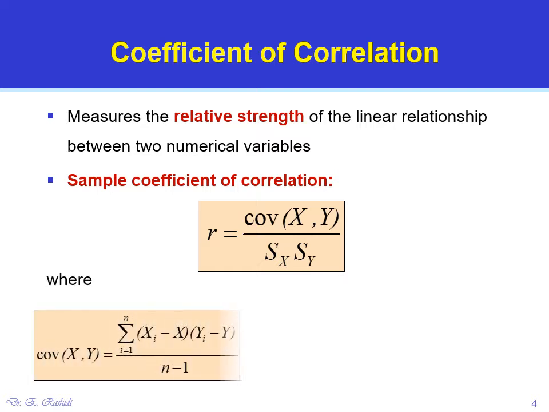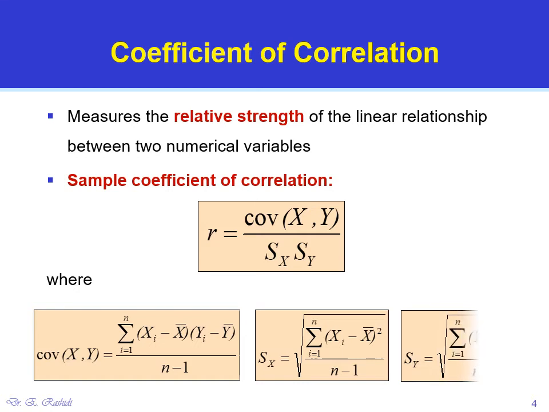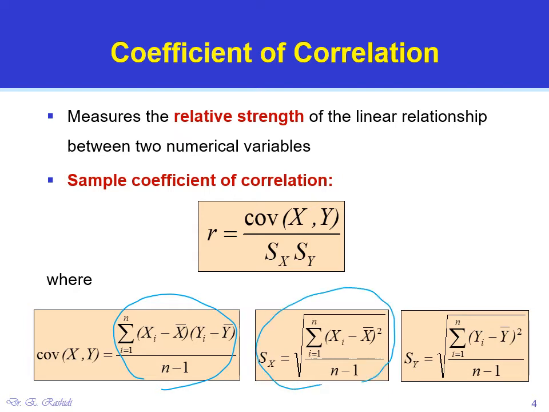So in this formula, the covariance of x and y, because we are talking about the sample, is this formula. And s of x is the standard deviation, which is this formula for sample x. And s of y is the standard deviation, which is computed using this formula.